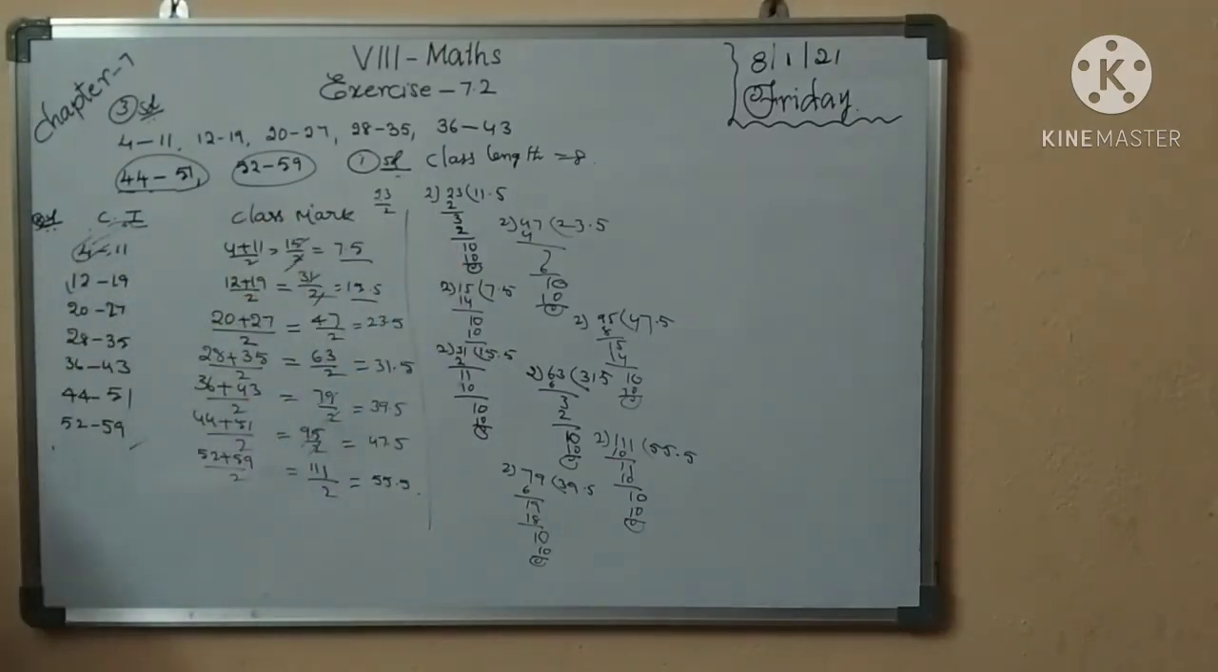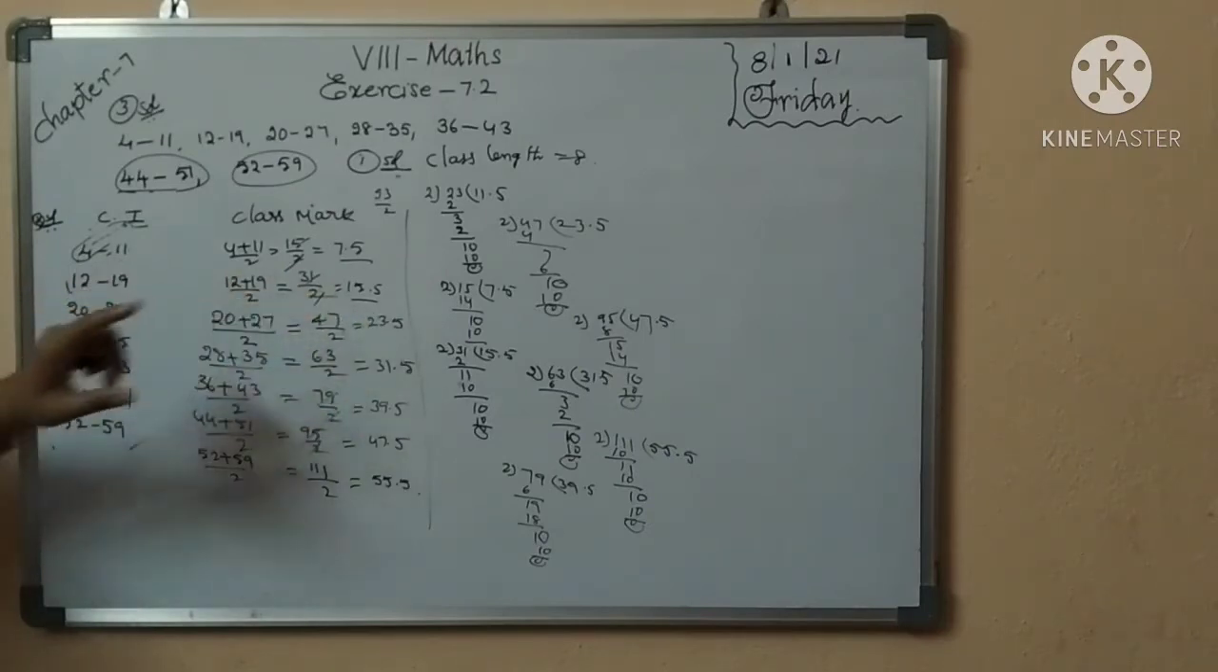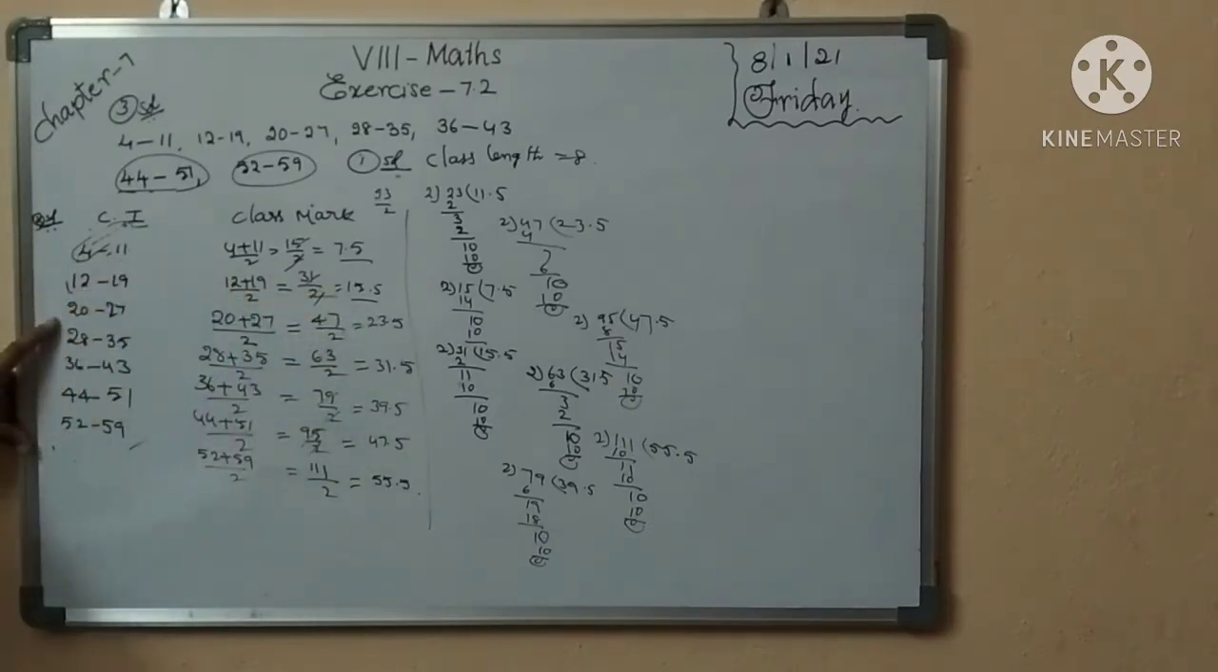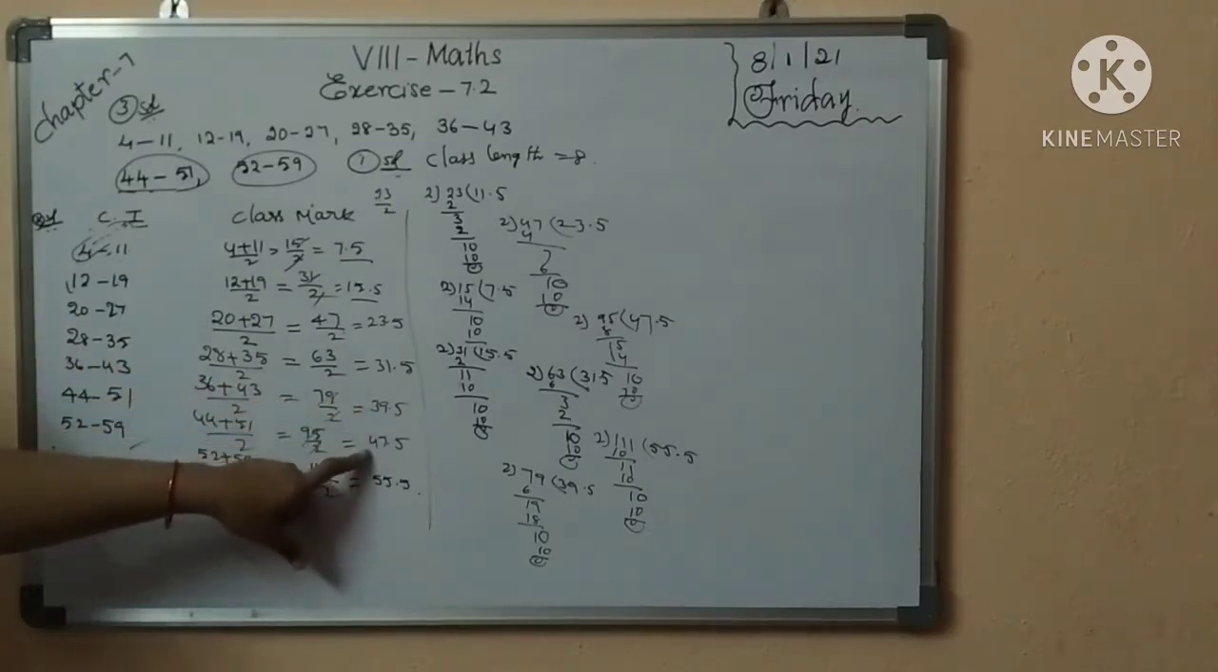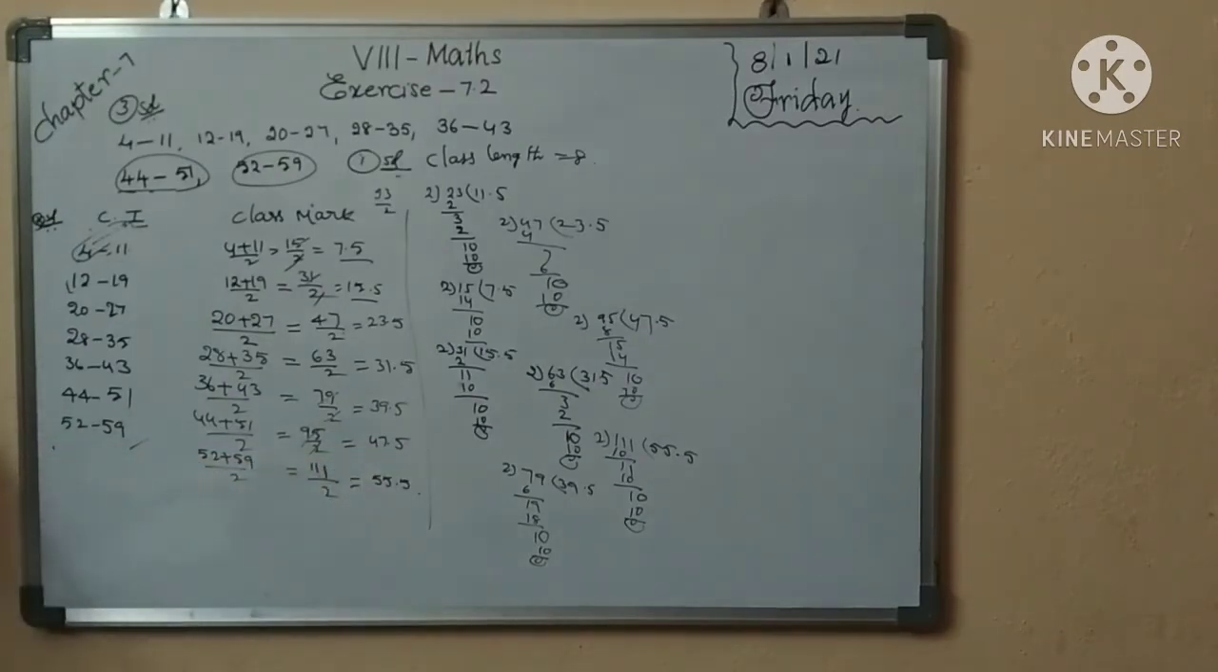Did you understand, children? So the class marks are 7.5, and for the class interval 12 to 19 the class mark is 15.5, and 23.5, next 31.5, 39.5, 47.5 and 55.5. These are the class marks. Okay, children. Here the third question has 3 questions. First one is to find the class length. Second one is the boundaries and the third one is the class mark. Okay, children. Did you understand?